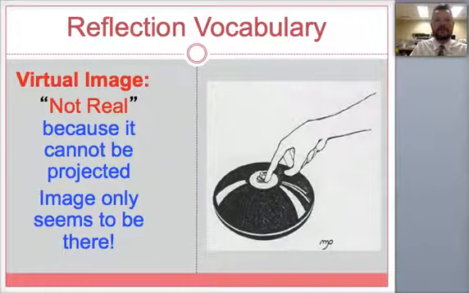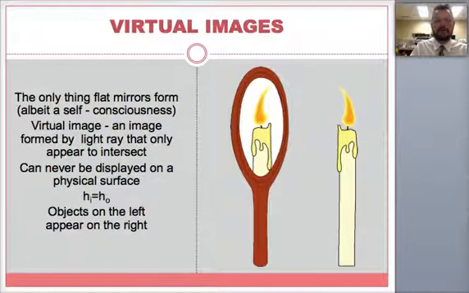Virtual images are not real because they cannot be projected. It's an image that only seems to be there. The only thing flat mirrors form are virtual images, images formed by light rays that only appear to intersect, can never be displayed on a physical surface, and the distance from the image to the mirror is equal to the distance of the object to the mirror. Objects on the left appear to be on the right.